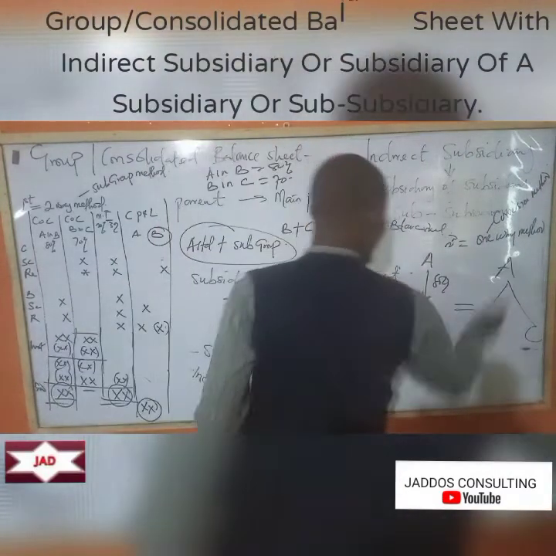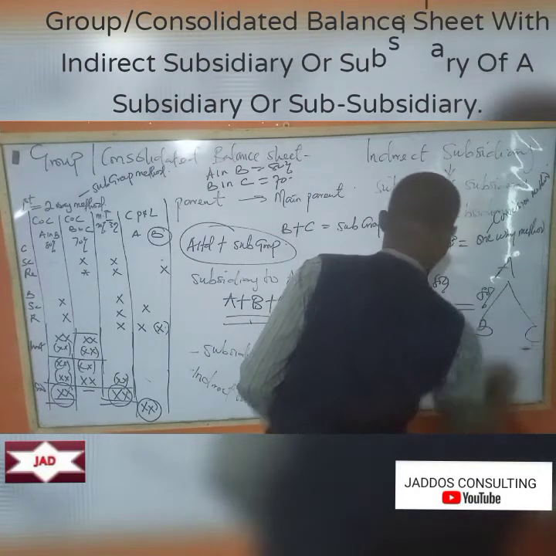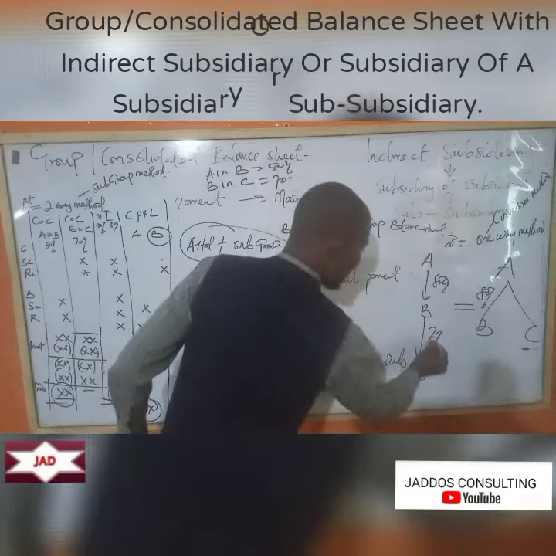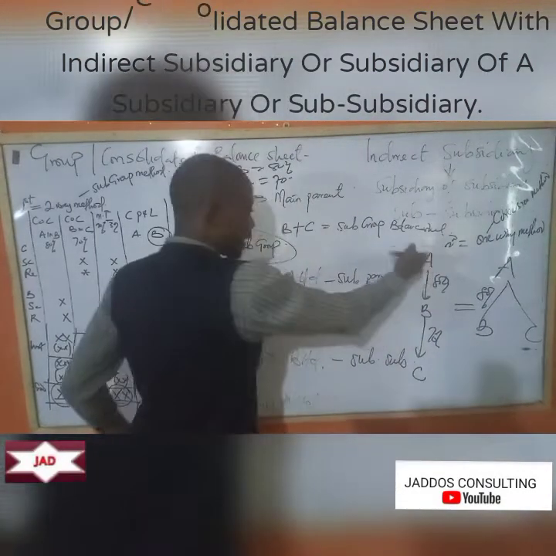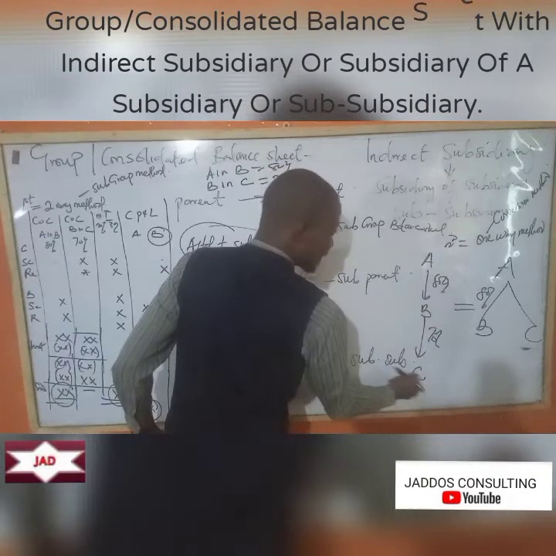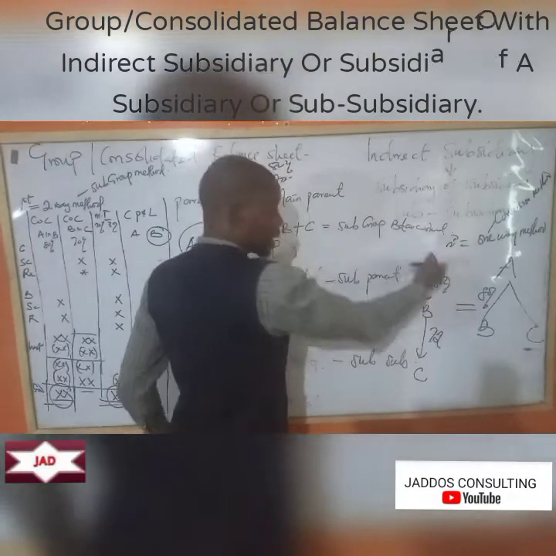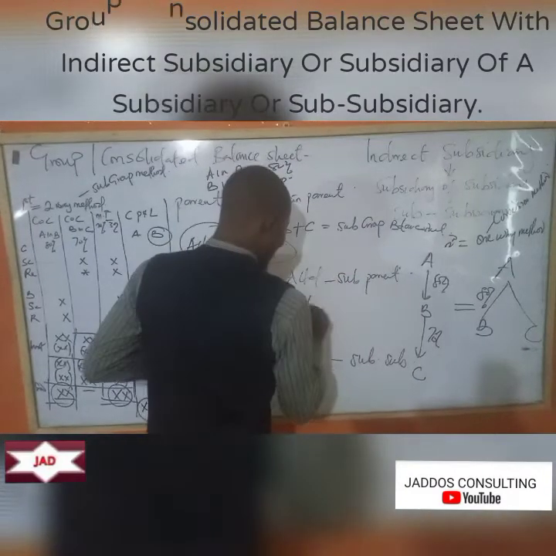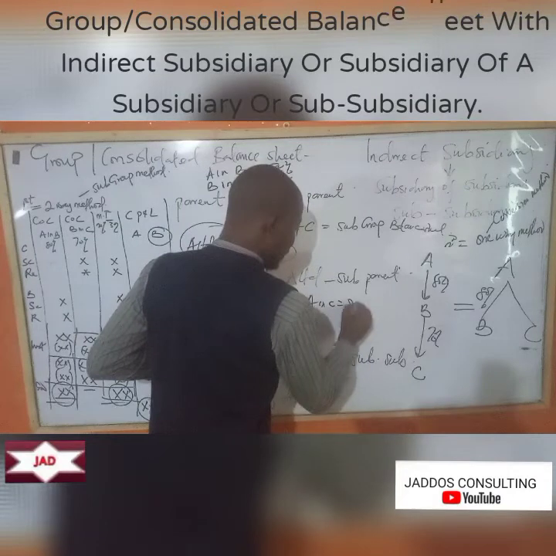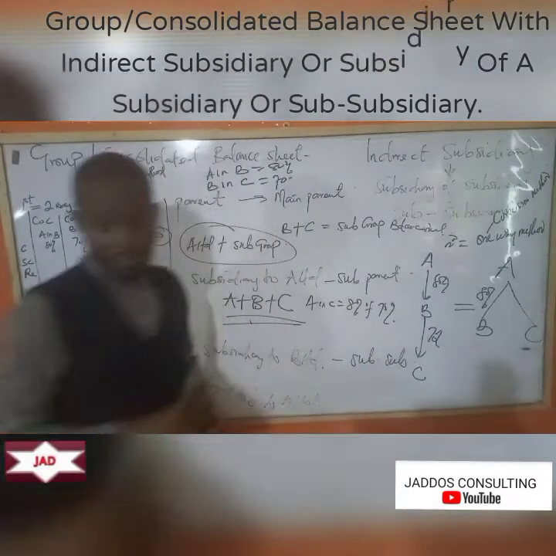Already we know A in B to be 80%. What is now A in C? Remember that B has 70% in C. So it means that whatever B has in C, A has 80% of it. If A has 80% in B, then it will have 80% of this share in C. So that means that A in C will be 80% of 70%. So what's 80% of 70%?